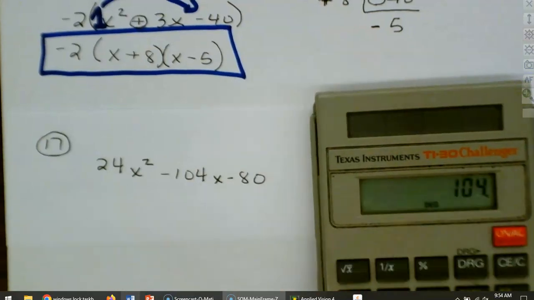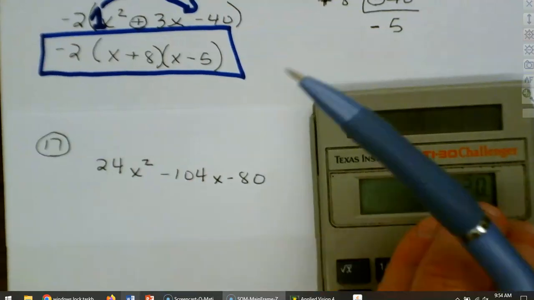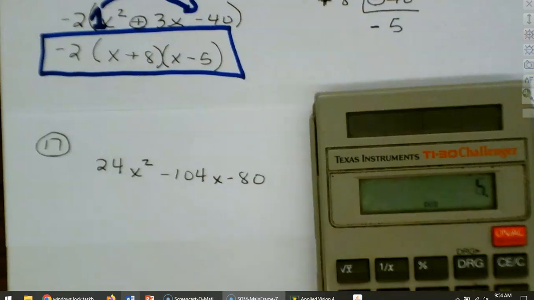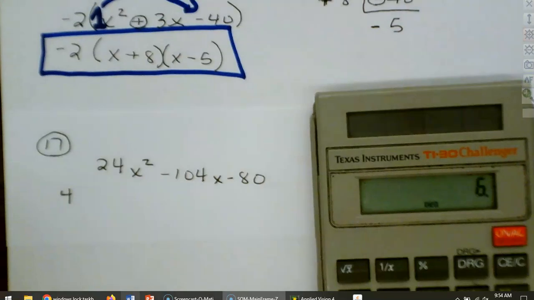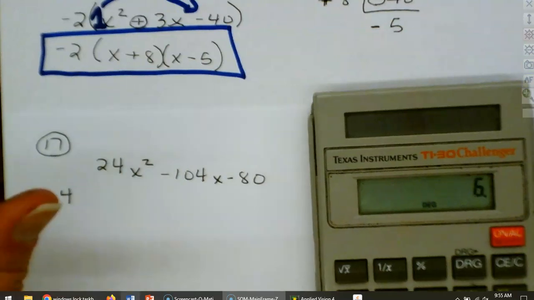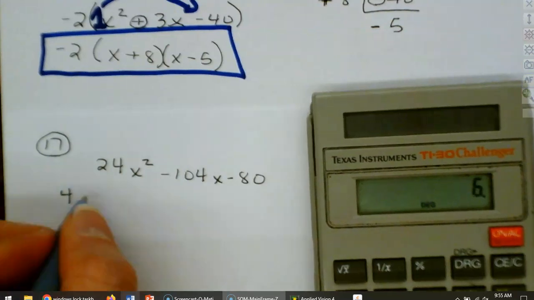So let's try a 6. It does not go into that 104, but let's see if a 4 does. 4 does. Does 80 have a 4 in it? Yes. Does 24 have a 4 in it? Yes. So what's the largest number that I can factor out? 4. Started with 2, right? But you want to make sure you get the biggest one. So 4 will come out, and let's see what's left over.